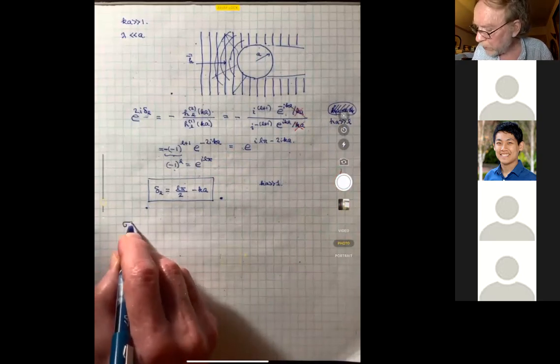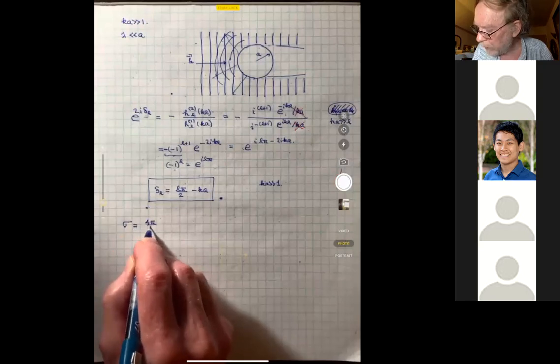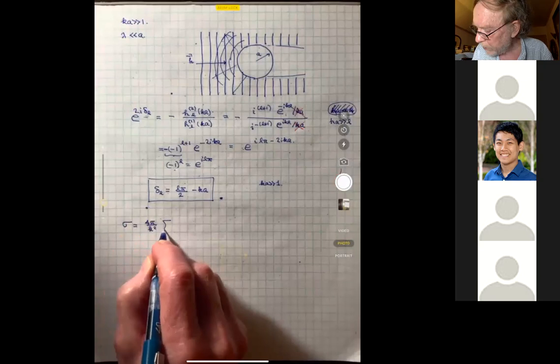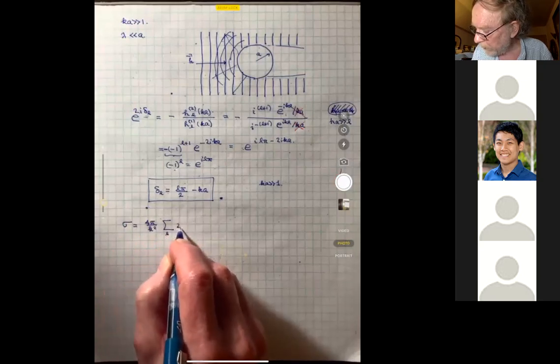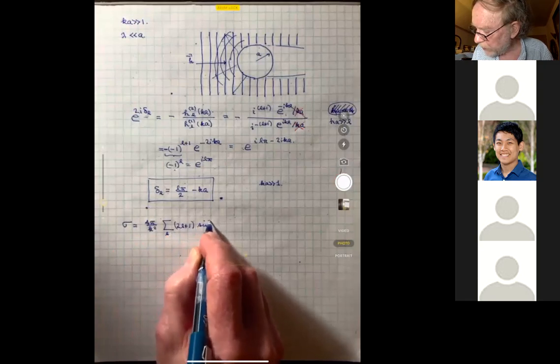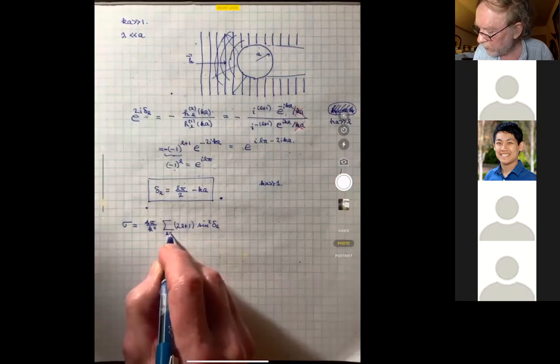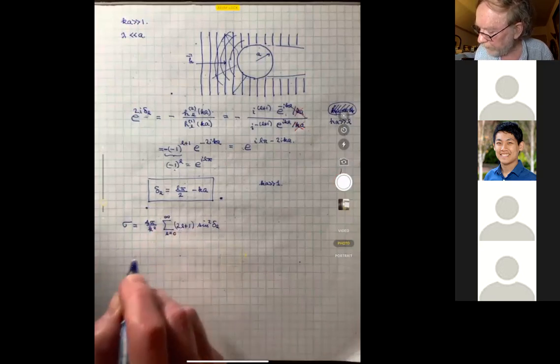Let's look at the total cross section. The general expression for the total cross section was 4 pi over K squared times the sum on L of 2L plus 1 times sine squared delta L. This is an exact formula, a partial wave expansion of the total cross section. This goes from L equals 0 to infinity.